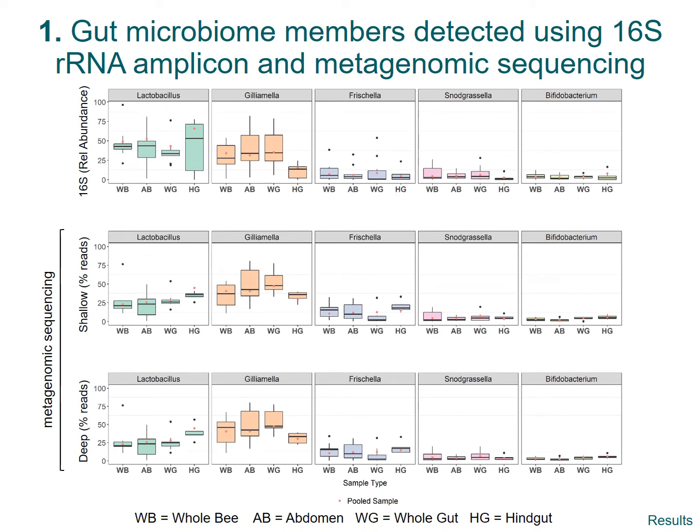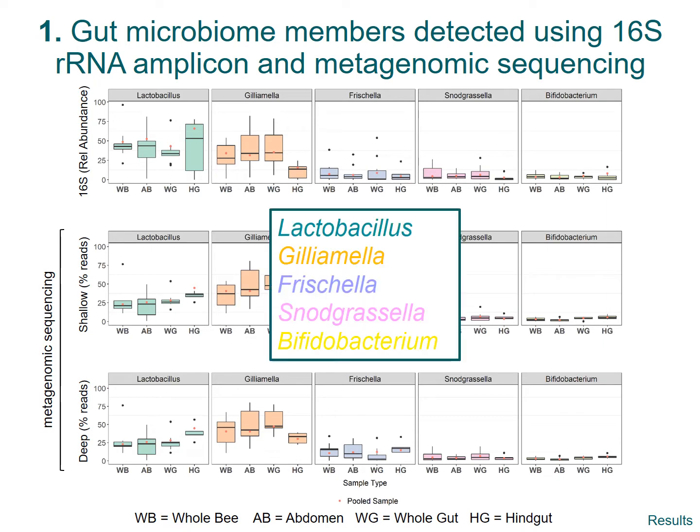5 gut microbiome members were consistently detected for each sample type, as seen on the x-axis, regardless of the sequencing method, which is shown on the y-axis. The bacteria included Lactobacillus, Gilliamella, Frischella, Snodgrassella, and Bifidobacterium. The box plots show the distribution of the 10 individual samples, as well as the pooled sample, which is the red circle. The pooled sample generally falls within the distribution, which suggests that it is representative of the individual bees.